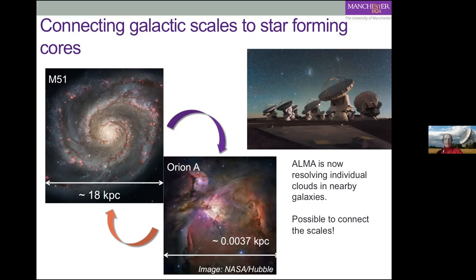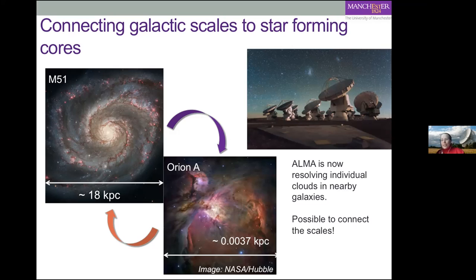So I've put on the left here the M51 Whirlpool Galaxy, and you can see these beautiful spiral arms, these dense dust ridges, which are clearly associated with the spiral arm. And along them, you can see these red points. These are embedded regions of star formation, reddened by passage through the dust. And you can see the association.